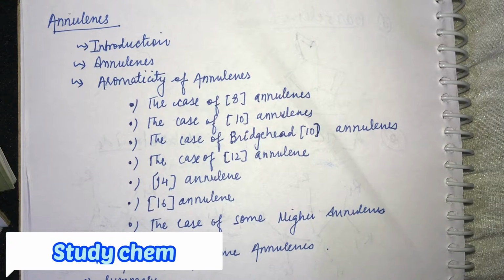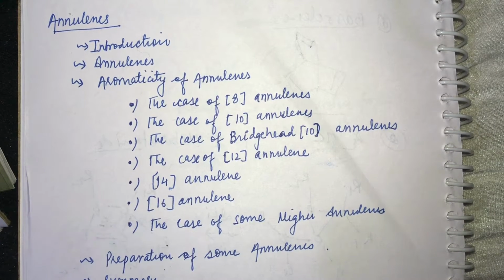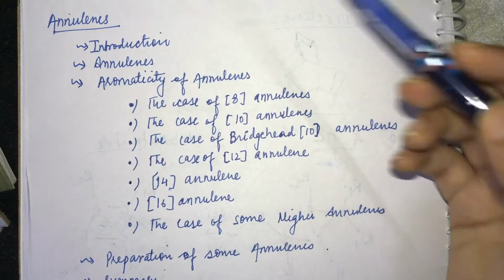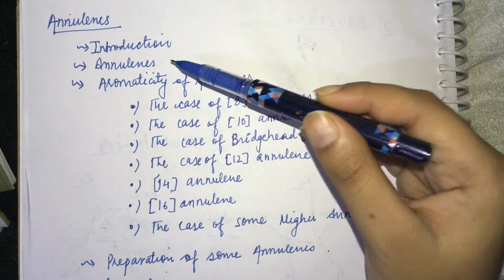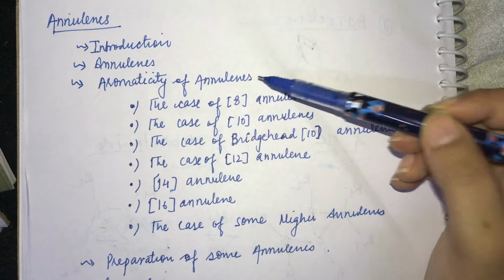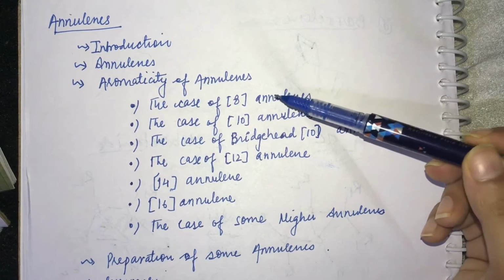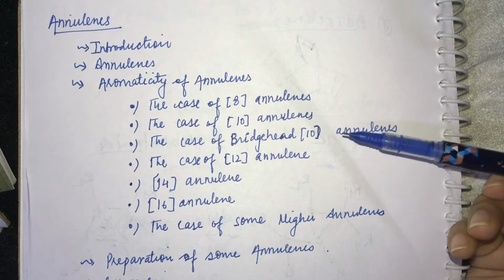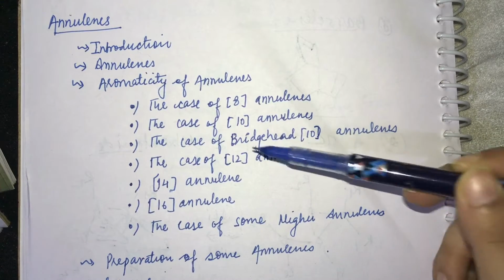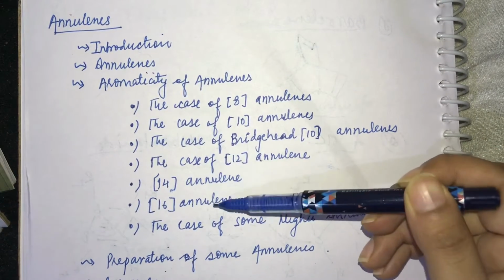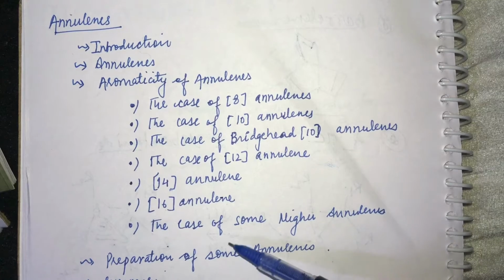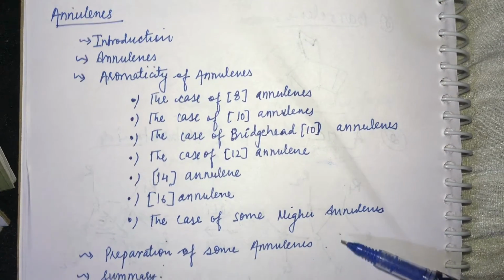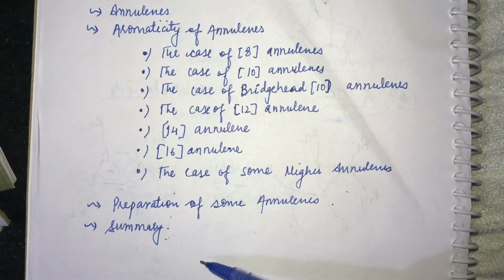So in this video we are going to learn about annulenes, which have various kinds of structures depending upon the number of carbons and number of hydrogens present in them. We will start with an introduction to annulenes and aromaticity in annulenes, in which we will learn about the case of 8 annulenes, 10 bridge-headed annulenes, the case of 12 annulenes, 14 annulenes, 16 annulenes, and we will also learn about some cases of higher annulenes, followed by preparation and summary.